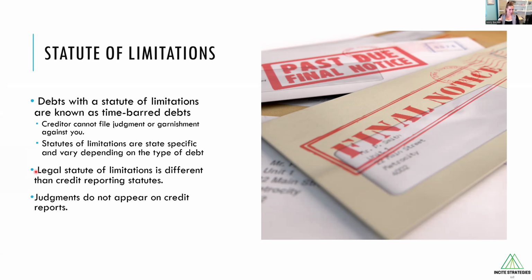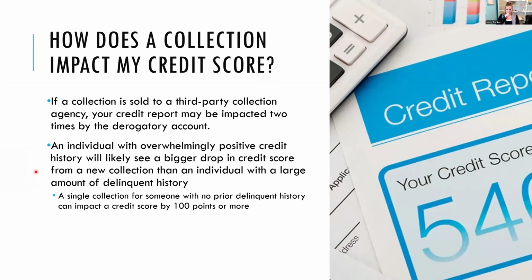So, make sense? Okay. So a single collection can impact the credit score by 100 points or more. Now, where you see variation in that point value impact is going to be on the structure of the report itself. So if you have someone that has a lot of negative history, when they get a new collection, it's worth less points because the algorithm is already considering them as a high credit risk.